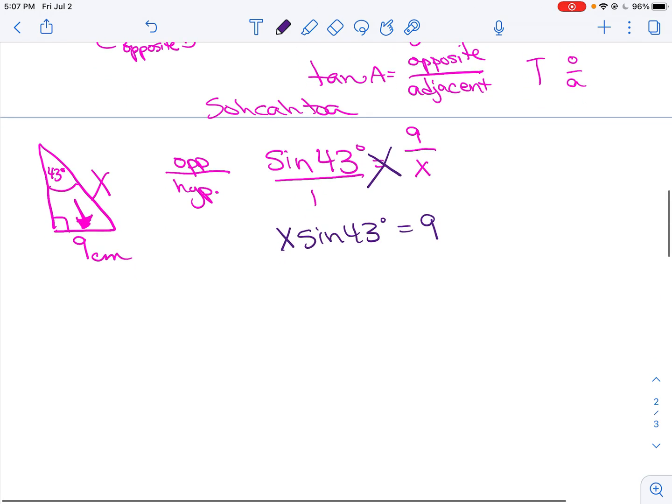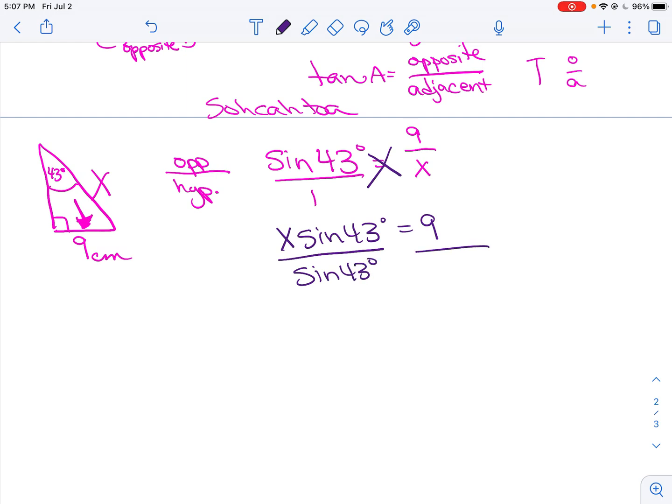But we still don't have the x by itself. We need to get the x by itself. In order to do that, I'm going to divide by sine 43 degrees. Divide by sine 43 degrees. So I get x equals 9 over sine 43 degrees.